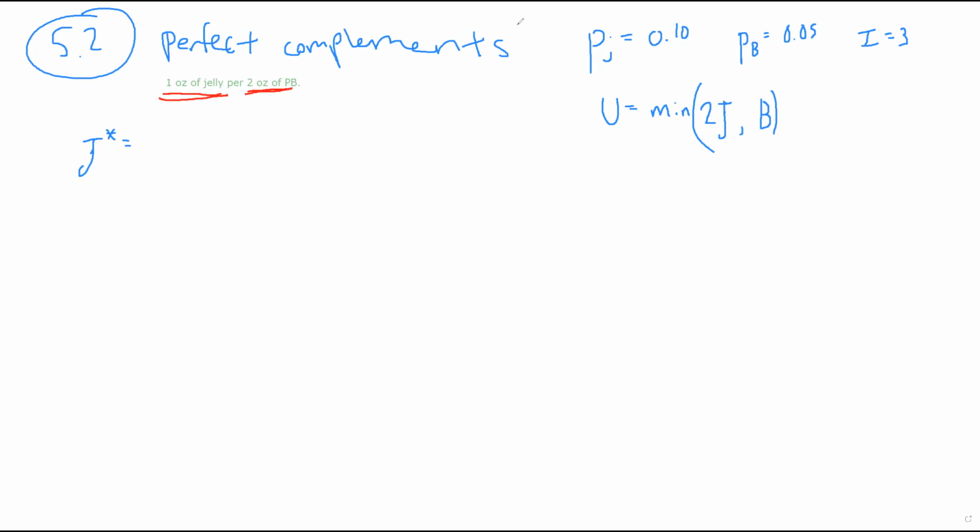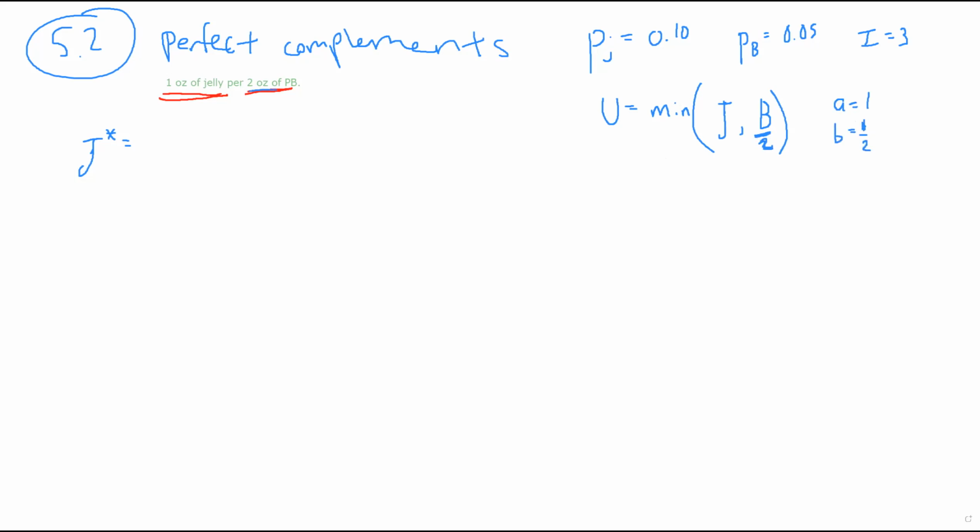Or another way you can say it is as follows. Rather than 2J, you could say something like B divided by 2. This might be more accurate, but either one is fine. I'm going to go ahead and actually use this version. So utility is minimum of J comma B over 2. Just bear in mind that because I need 2 ounces of peanut butter for every 1 ounce of jelly, I need to divide the value of B in my utility function by 2. That means my value of A is 1, and my value of lowercase b is 1/2.